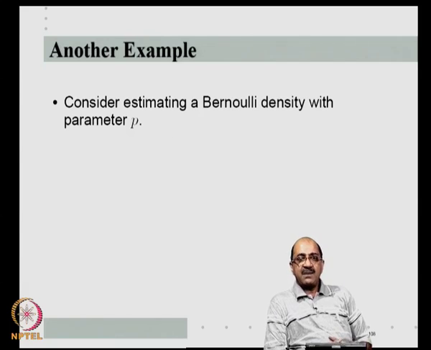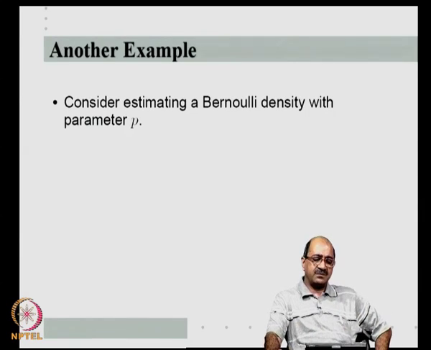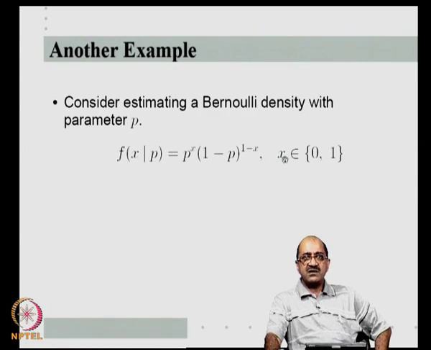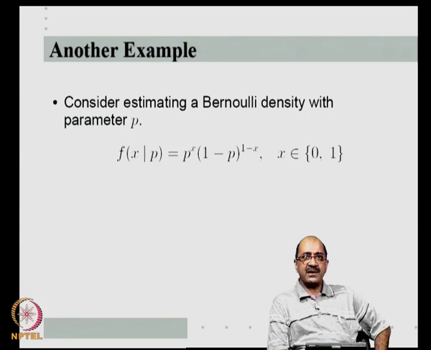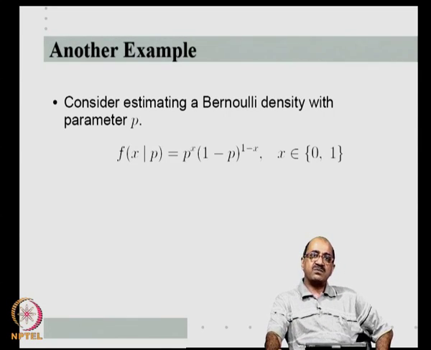Estimating a Bernoulli density. This is the second example we took even when we did ML, maximum likelihood. So, like that, here also let us consider estimating a Bernoulli density with parameter p. So, what is the Bernoulli density with parameter p? The density of x given p is p to the power x into 1 minus p to the power 1 minus x, with x taking only 0 or 1 values. By density, I mean it is actually a mass function. It has only two values, f 0 given p and f 1 given p. f 0 given p is 1 minus p, and f 1 given p is p. So, it takes value 1 with probability p and 0 with probability 1 minus p.